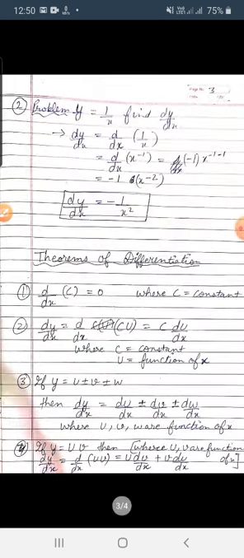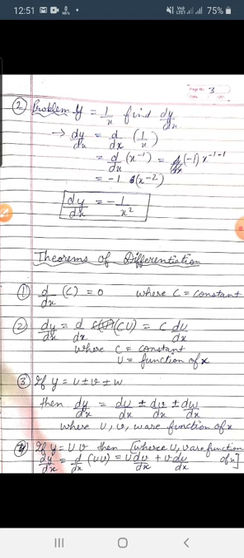Okay. Next problem is y is equal to 1 by x. So students, now we will discuss a problem in which the variable is in the denominator, not in the numerator. dy by dx is equal to d by dx of 1 by x. Now the power is minus 1, so minus 1 is shifted in front of the variable, that is minus 1, x to the power minus 1 minus 1. So minus 1 x to the power minus 2, dy by dx is equal to minus 1 by x square.